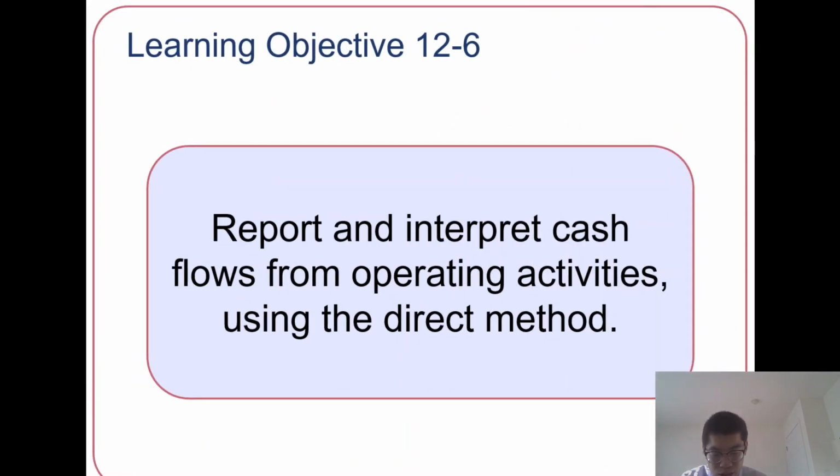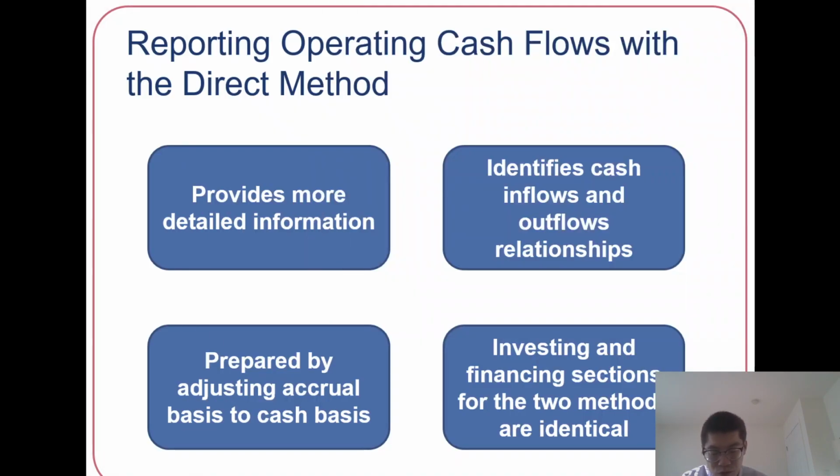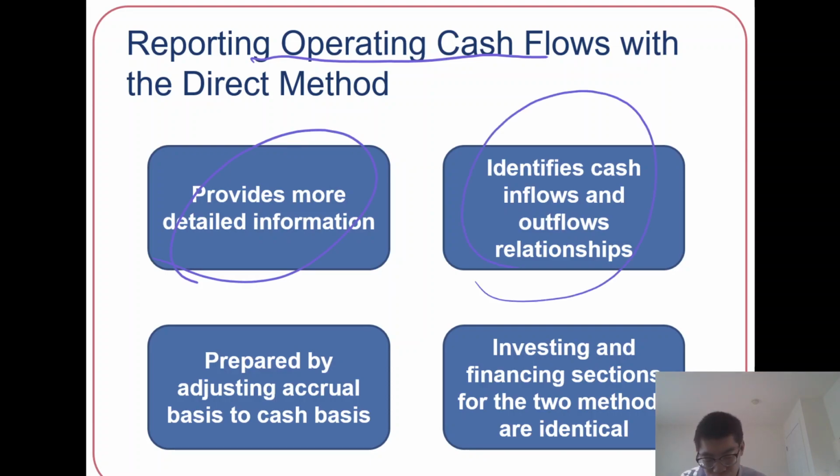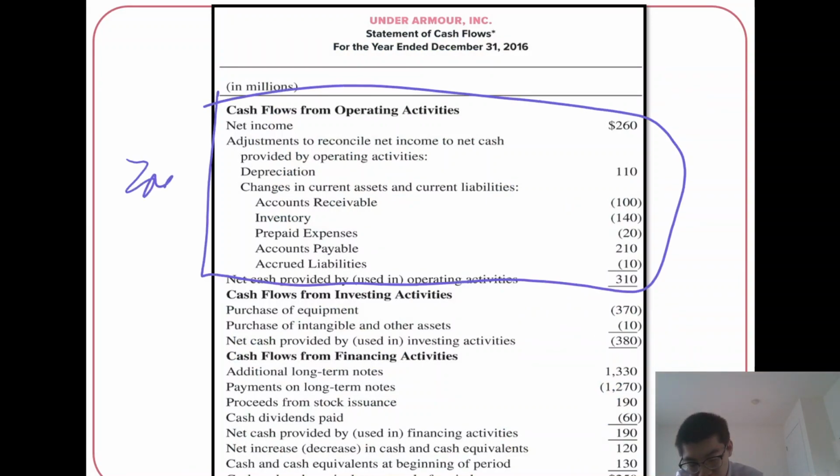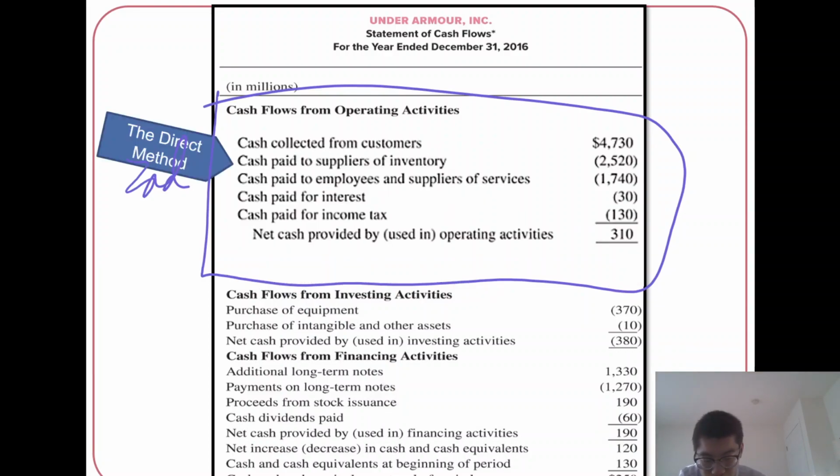Report and interpret cash flows from operating activities using the direct method. The only difference between the direct method and the indirect method of cash flow statement preparation is in the operating activities section. It provides more detailed information, identifies cash inflows and outflows relationships, and does not need adjustments from accrual basis accounting. The investing and financing sections are identical for the two. Here you see the indirect method, and now the direct method.